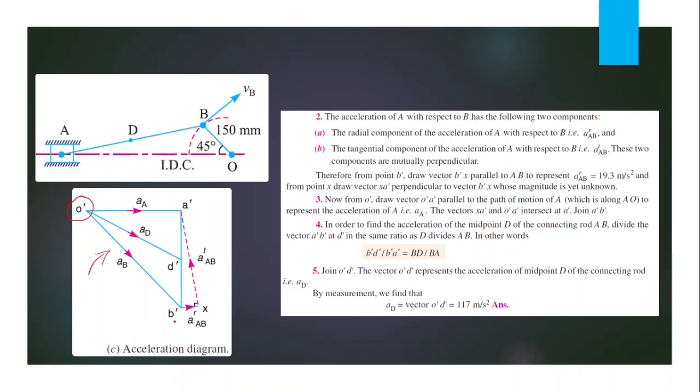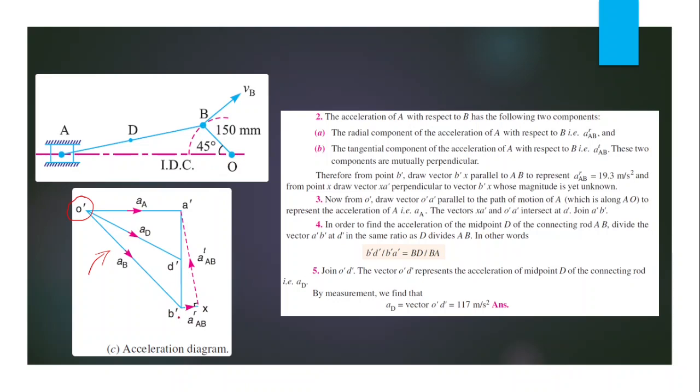So we can name this end point as B dash. That means the acceleration of B with respect to O is represented by B dash O dash, and that must be along BO.